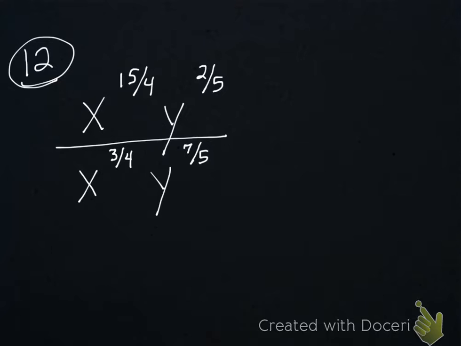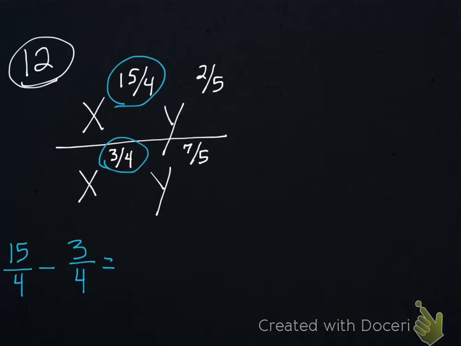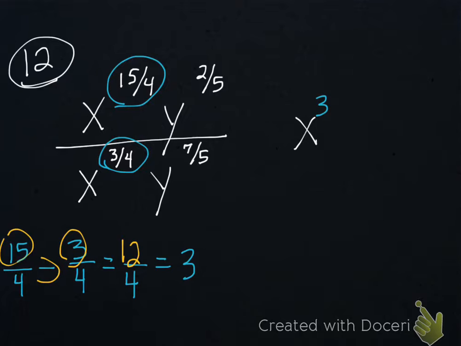Number 12. Well, now we've got 2 variables. That's okay. Let's just look at the x's first. Exponent is 15 over 4 and 3 over 4. So I'm going to do 15 over 4 minus 3 over 4. Alright, well they're both over 4, so all I have to do is 15 minus 3. Well, that's 12. 15 minus 3 is 12. 12 divided by 4 is what? 3. So that means I have an x cubed. That's half my answer.